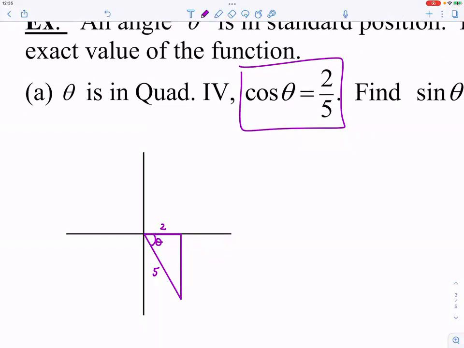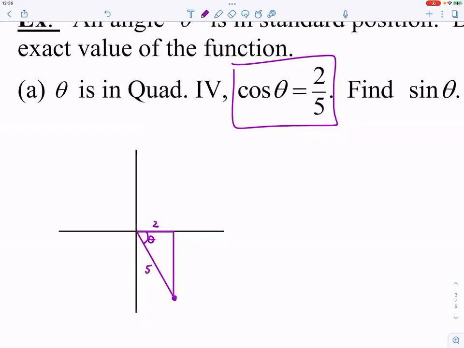So now, how would you find out the y coordinate of this point? Because this point is currently 2 comma, but we need the y value. How do you find out the missing y value?